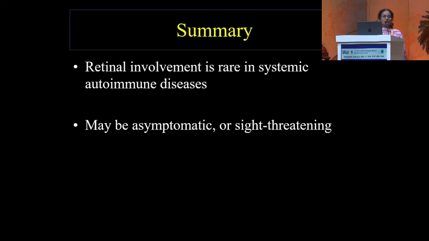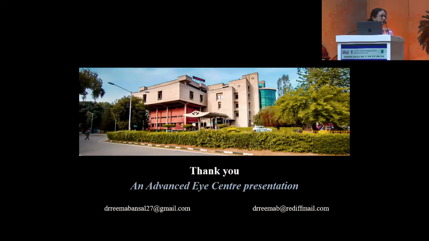So to summarize, retinal involvement is rare in systemic autoimmune diseases. It can be asymptomatic, but it can be sight-threatening, and we have to be very careful in making the diagnosis and picking up these arterial occlusions. Thank you very much, and thank you, Dr. Gopal, for this opportunity.